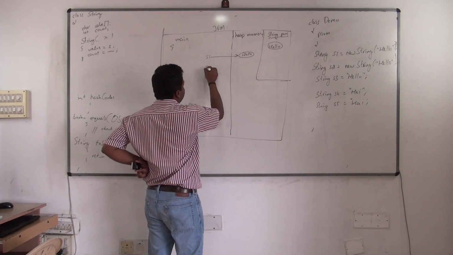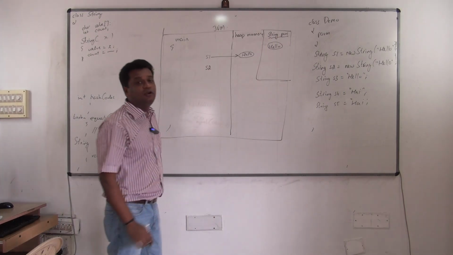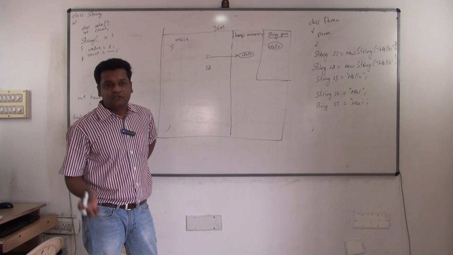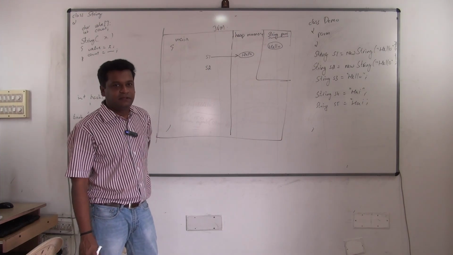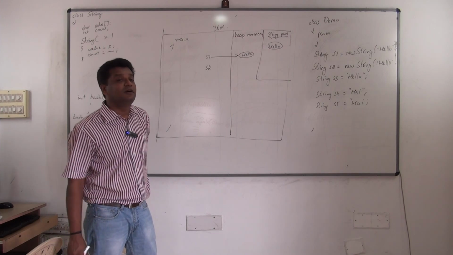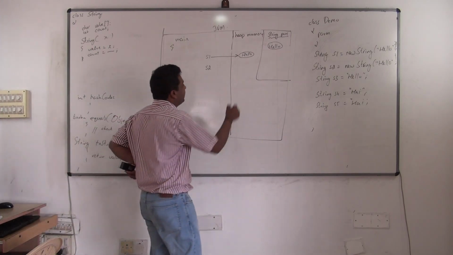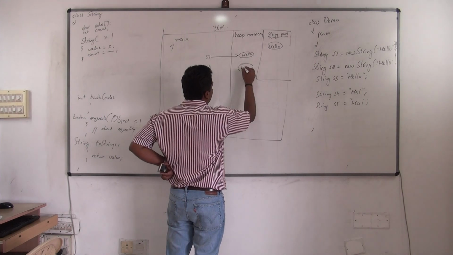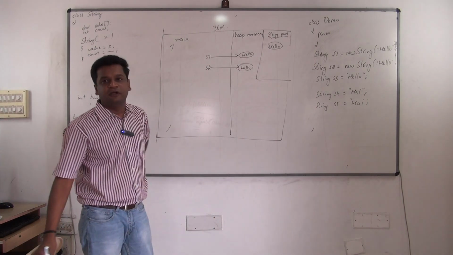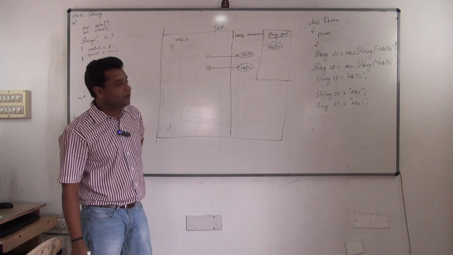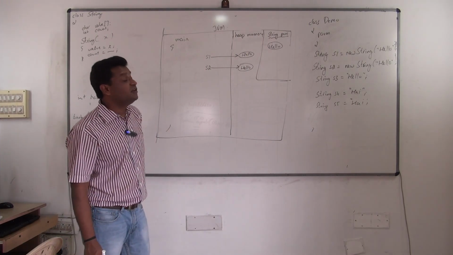Next time you are saying again, S2 is equal to new String of hello. So again it checks in the pool: is there a value called hello in the pool? Yes, it is there. So this time it will not add a string object inside the pool. Directly it will create one more string object outside the pool, and the reference of the object outside the pool will be given to your variable like this. Done? Next, String s3 is equal to hello.